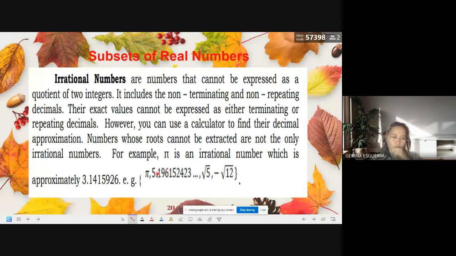Okay, irrational numbers are numbers that cannot be expressed as a quotient of two integers. So ito po yung mga example nito and includes the non-terminating and non-repeating decimals. Their exact values cannot be expressed as either terminating or repeating decimals. However, you can use a calculator to find the decimal approximation. So when we say decimal approximation, up to 2 decimal places. So numbers whose roots cannot be extracted are not the only irrational numbers. For example, pi is an irrational number which is approximately 3.1415926 and so on.